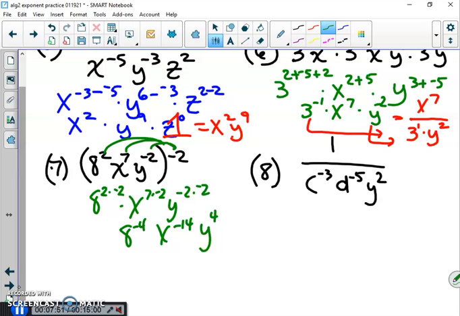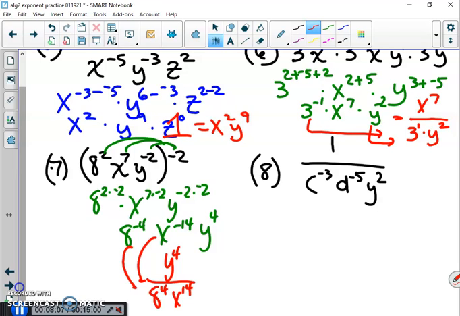Since the y has an exponent that's positive, it will stay in the numerator. The 8 and the x will both go to the denominator because the exponents are negative. And again, when I put it in the denominator, the exponents become positive.